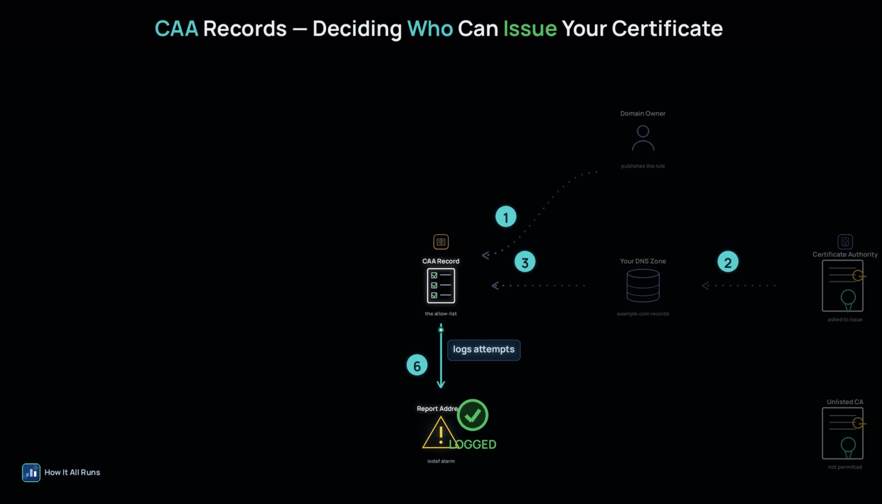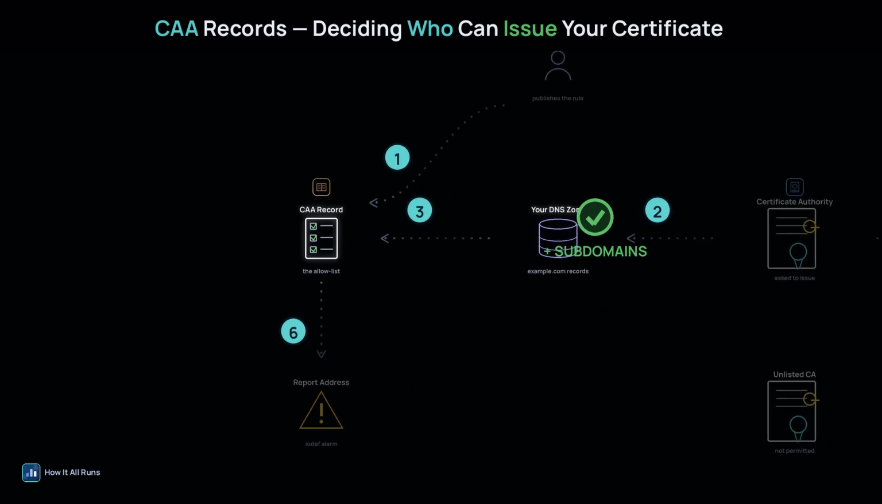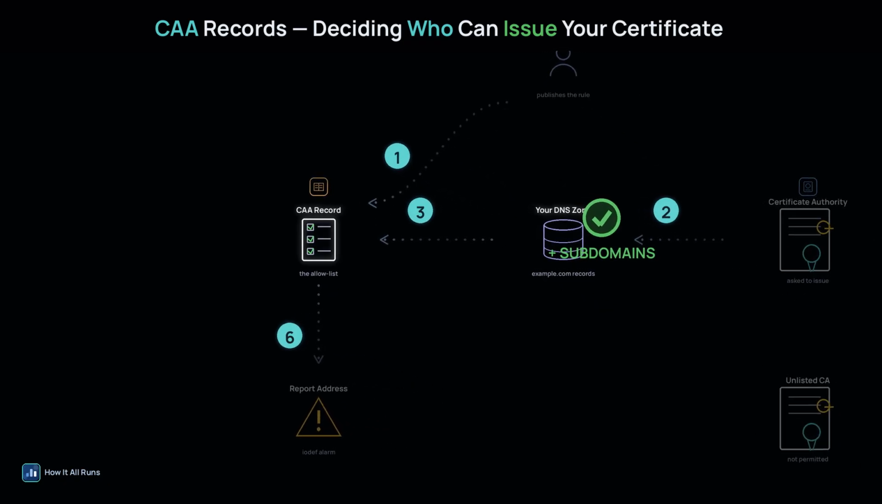One record reaches wide. A CAA record on example.com applies to the domain and everything beneath it, so a subdomain like shop.example.com inherits the same rule unless it publishes its own record to override.